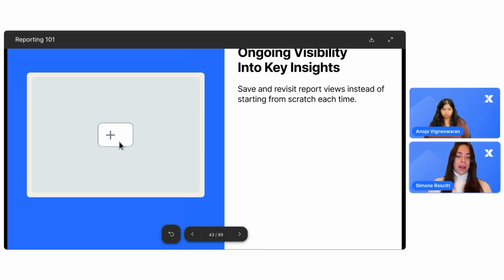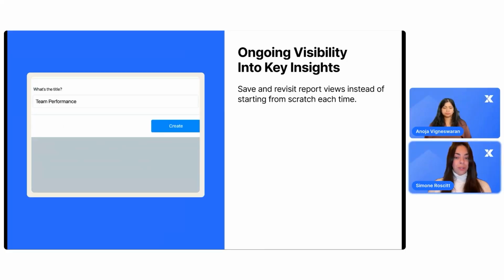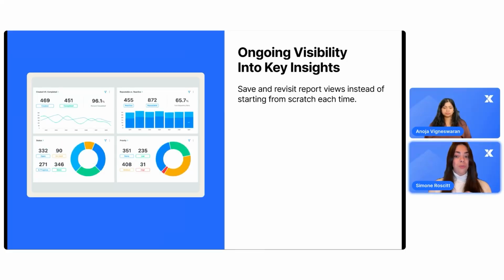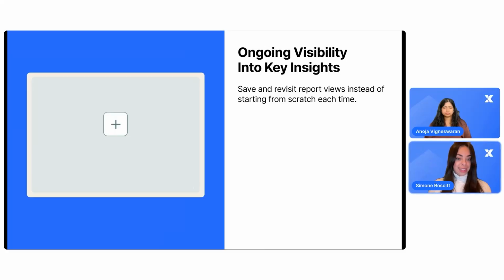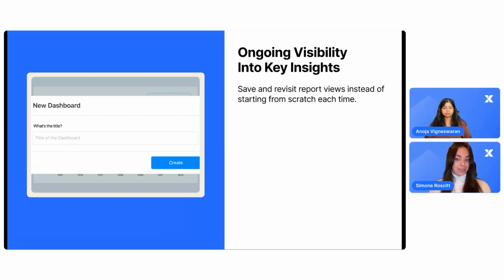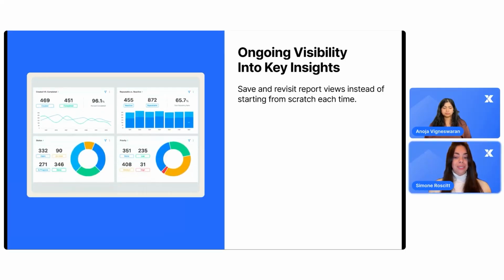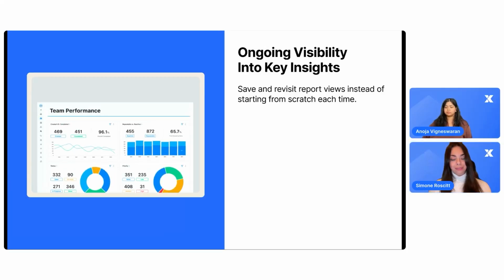Advanced reporting also helps teams move from one time analysis to ongoing insight. Instead of searching for the same reports over and over, teams can save and revisit the views that they create and that matter most. This makes it easier to monitor trends over time and notice when something changes. It shifts reporting from a reactive task into a consistent part of how teams manage performance.